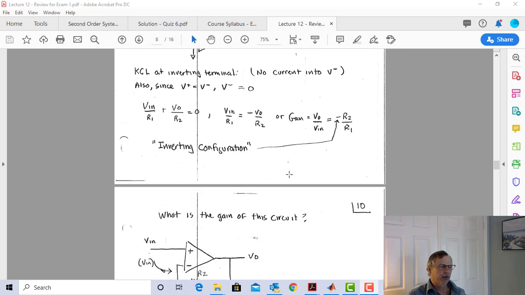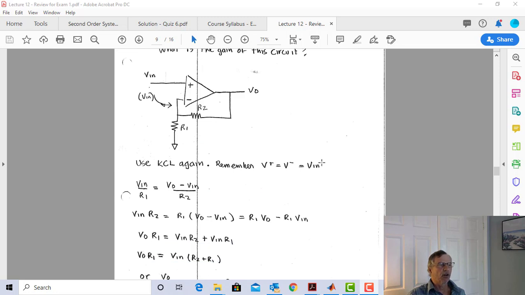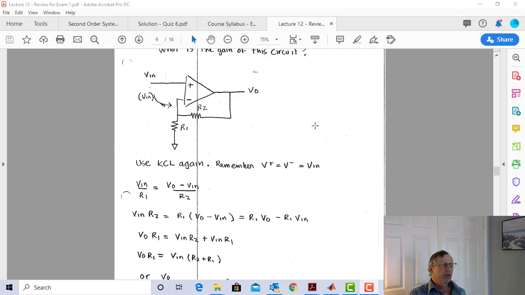Let's do another. This one we'll see is what's called the non-inverting configuration. You'll see why in a minute. But I'm going to do the same strategy. I'm going to use what I know about the ideal op-amp. I know that the voltage across these two terminals will be 0. So if I have Vin here, I'm going to have Vin right here also. Second thing I know is I have no current going in this terminal.